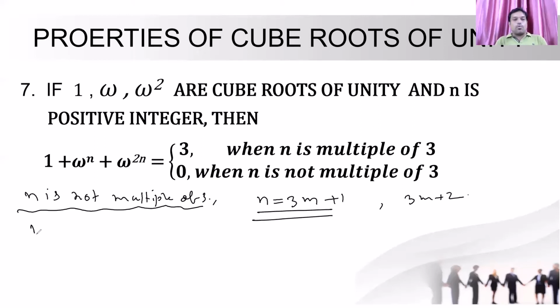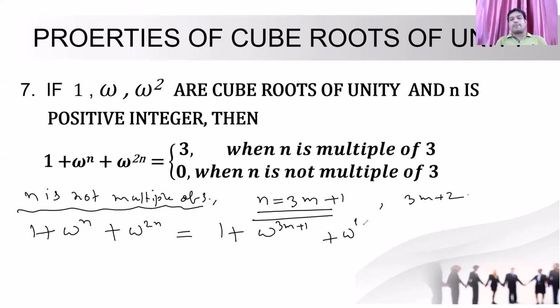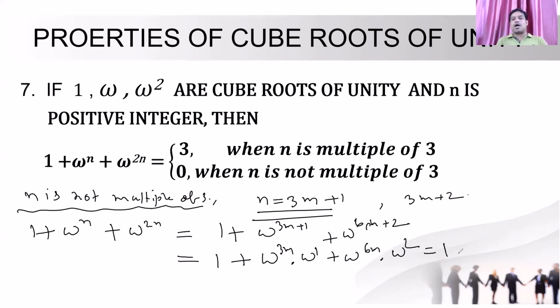So 1 plus omega to the power n plus omega to the power 2n equals 1 plus omega to the power 3m plus 1 plus omega to the power 2 into 3m plus 1, that means 6m plus 2. That equals 1 plus omega to the power 3m, we know it is 1, times omega, plus omega to the 6m, we know it is also 1, times omega square. So 1 plus omega plus omega square.